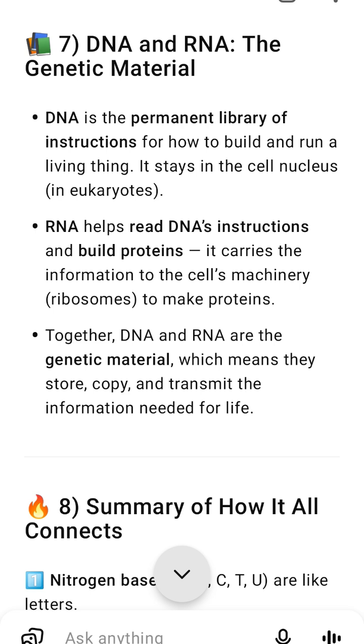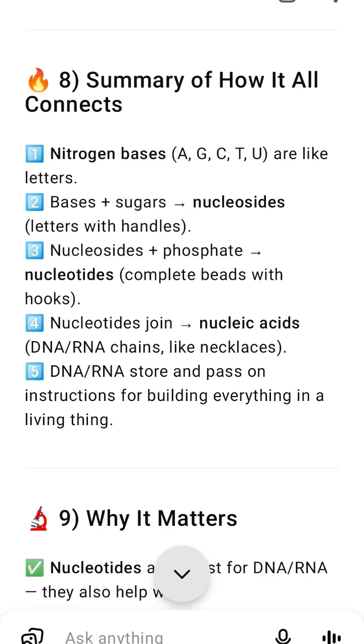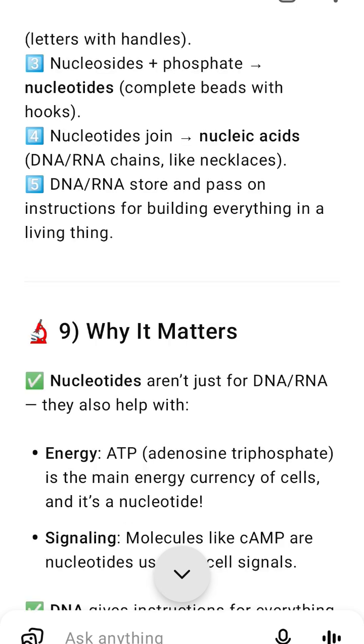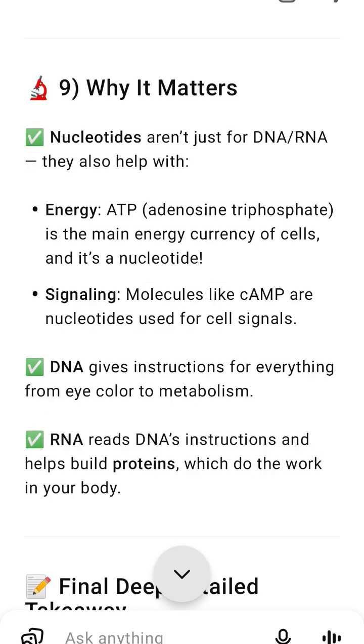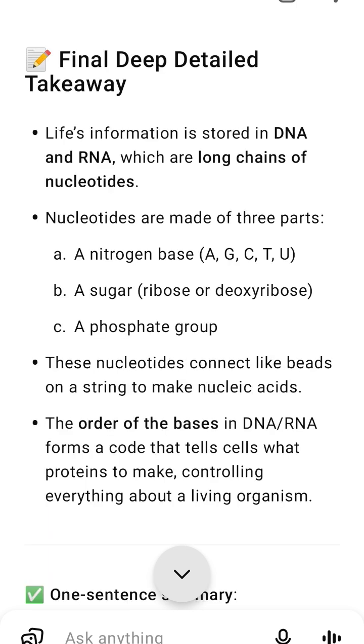Final deep detailed takeaway. Life's information is stored in DNA and RNA, which are long chains of nucleotides. Nucleotides are made of 3 parts. 1. A nitrogen base, A, G, C, T, U. 2. A sugar, ribose or deoxyribose. 3. A phosphate group. These nucleotides connect like beads on a string to make nucleic acids.